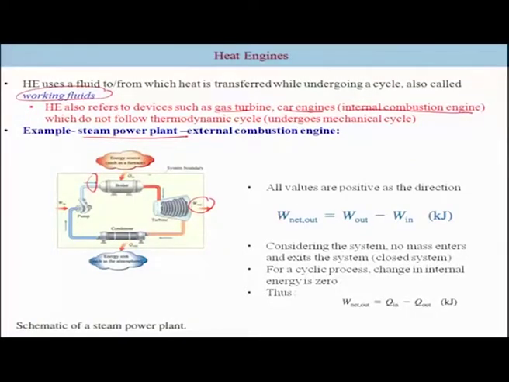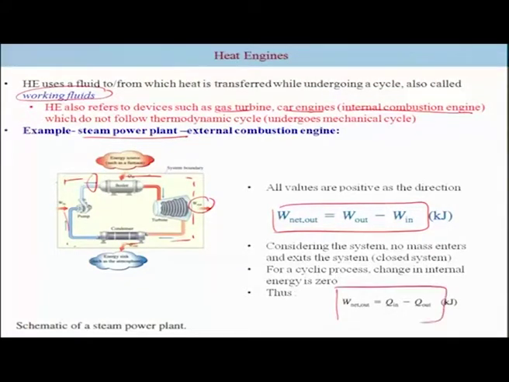If you do a simple balance here, you have this work out, W out minus W in, and this must be equated to the net heat in also. So, based on the first law of thermodynamics, W net out should be equal to Q in minus Q out, and this is a closed system. That means no mass enters or exits the system. The other thing we have assumed is that delta U of the cycle is 0, because it is a cyclic process.